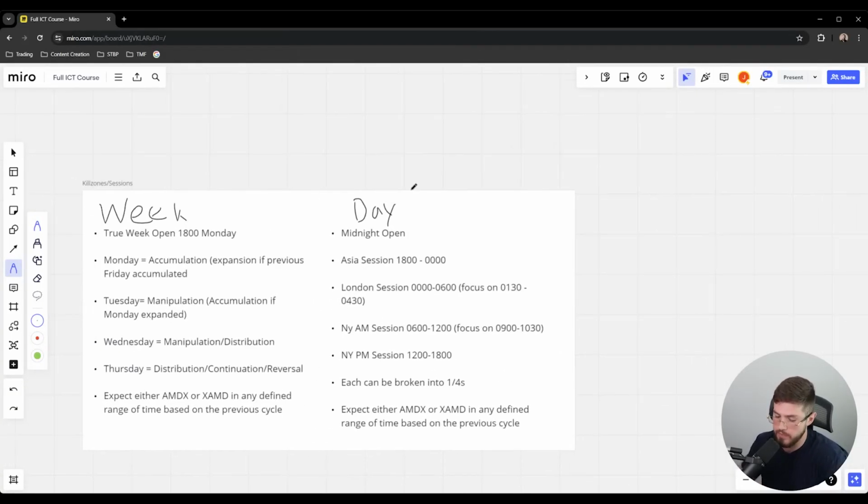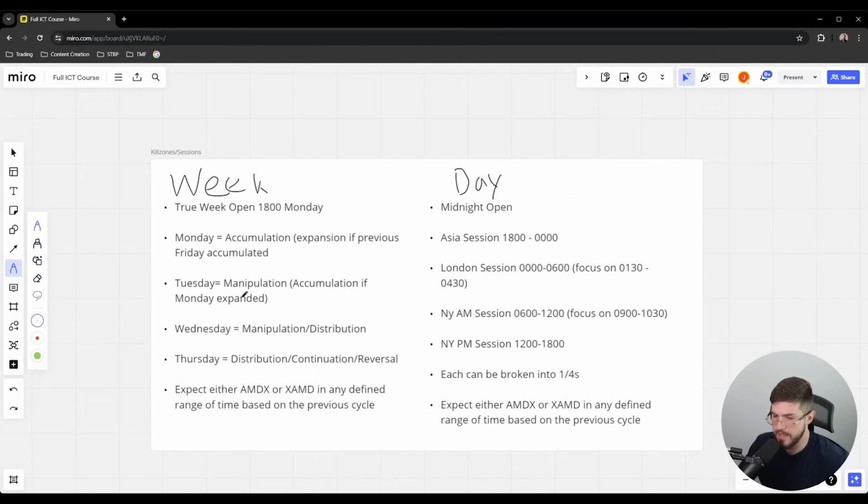This is why if London range is very, very large and you're trading New York, you want to stay away from New York because you're expecting consolidation. You'd wait for the PM session, right? So Tuesday, and everything's going to be dependent on how Monday goes. So Tuesday is going to be manipulation so long as Monday consolidated. But if Monday expanded, then Tuesday can be accumulation.